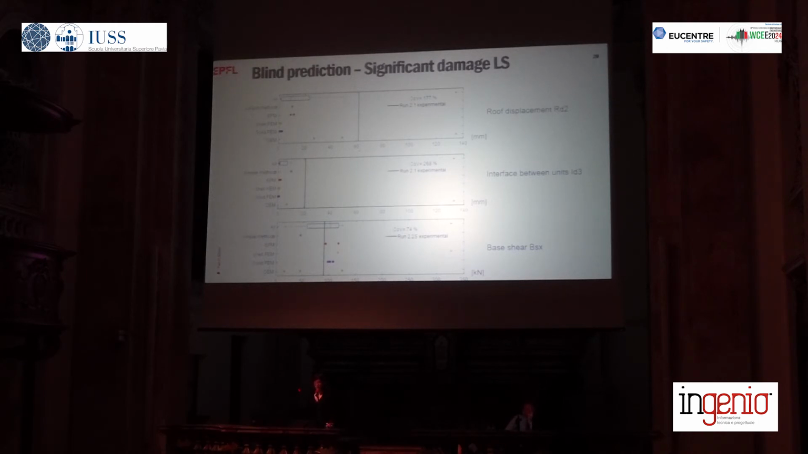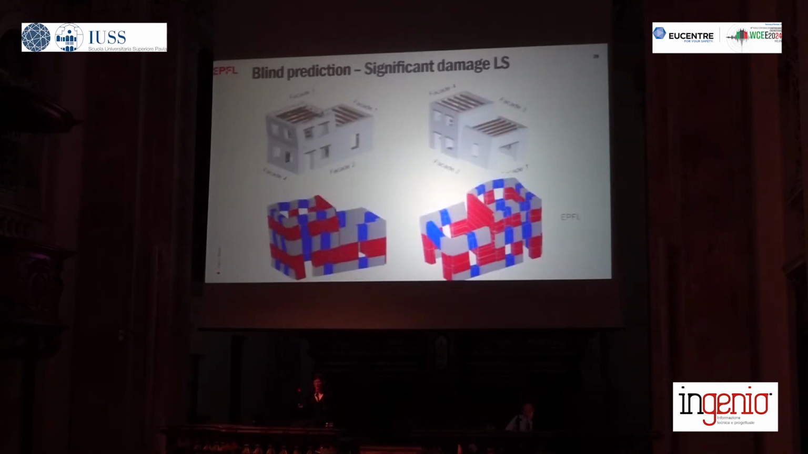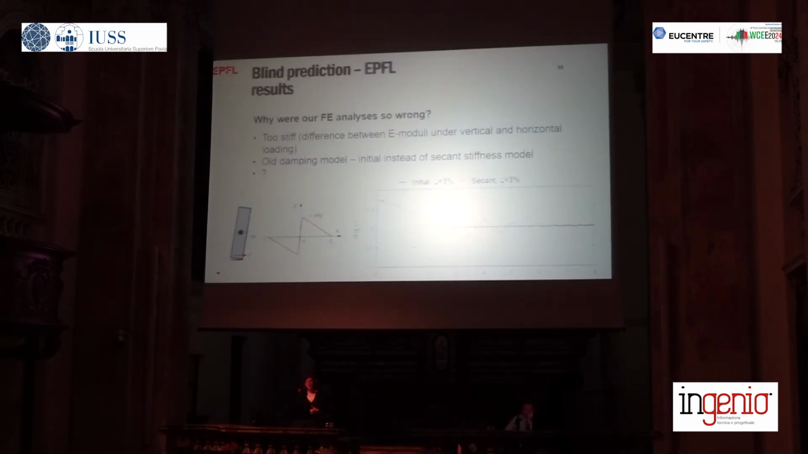If we go back to our own model, actually the failure mode we didn't predict so badly. We had really that rocking of the second story, and also the out-of-plane flapping of the freestanding walls of the lower unit. So I think in terms of failure modes it was really quite well. But as I said, the displacement demands we really underestimated, and we're still investigating why our finite element analyses were so wrong, so much off.